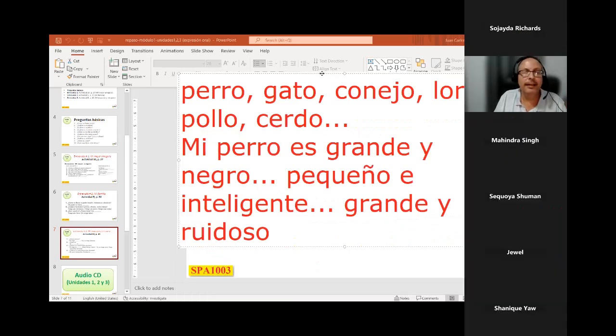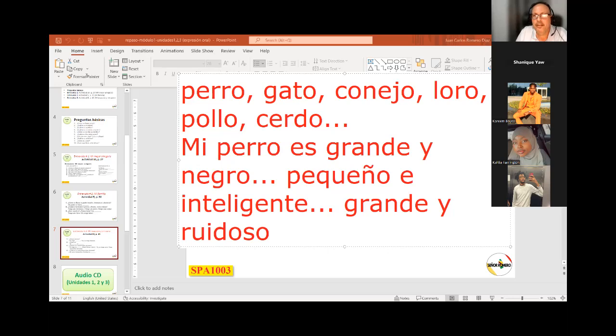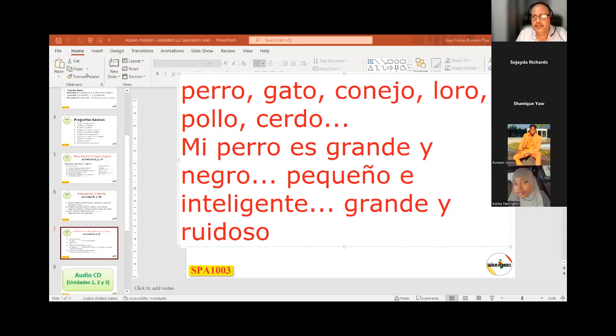So let me see. Sayoda, ¿tienes mascota? I couldn't hear anything. Sí, tengo. Yes, I have. What? Un perro, un gato, un conejo. You're breaking up, love. Sorry. Un perro. Sí, tengo un perro. ¿Y cómo es tu perro? Mi perro es grande y negro.